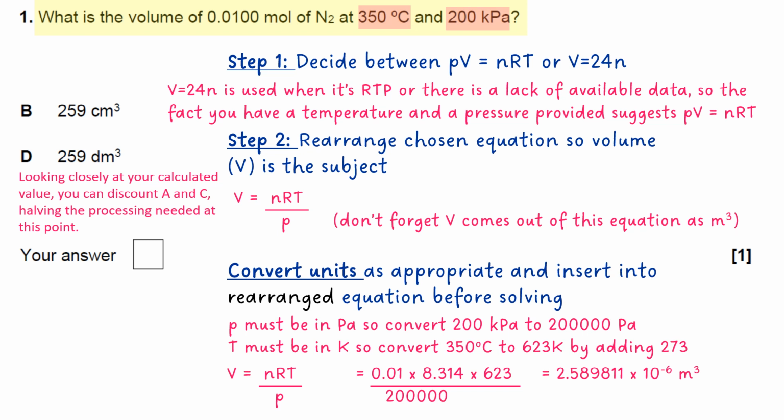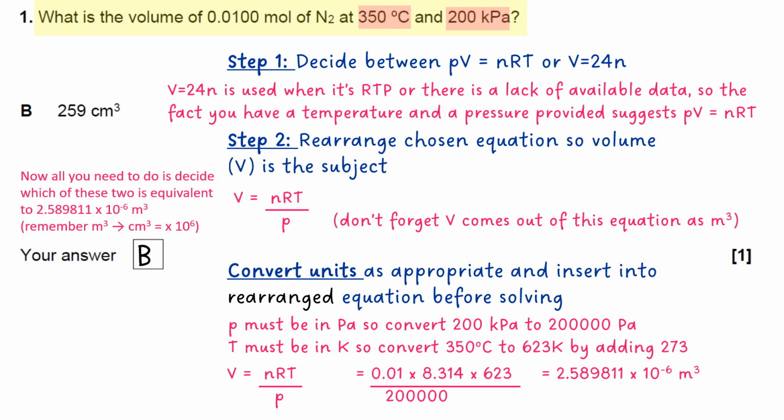So obviously 2.589811 times 10 to the minus 6 has to be converted into 259 somehow. To do this, you've got to recall the conversion from meters cubed. Into centimeters cubed, you multiply by 1,000,000. For decimeters cubed, you multiply by 1,000. So if you multiply 2.589811 times 10 to the minus 6 back up by 10 to the 6, you remove the times 10 to the anything. In other words, you end up with 259. So therefore, it must actually be B as our answer.